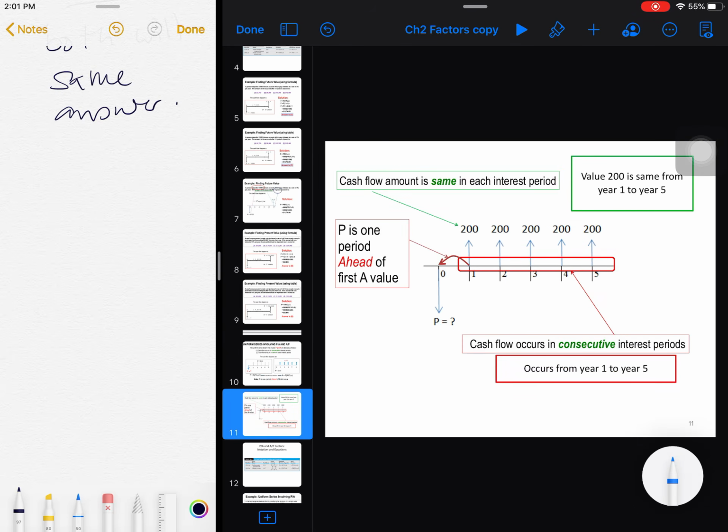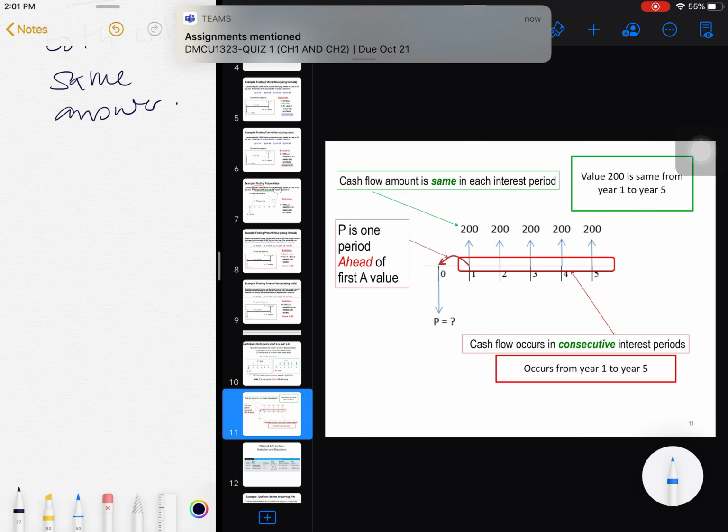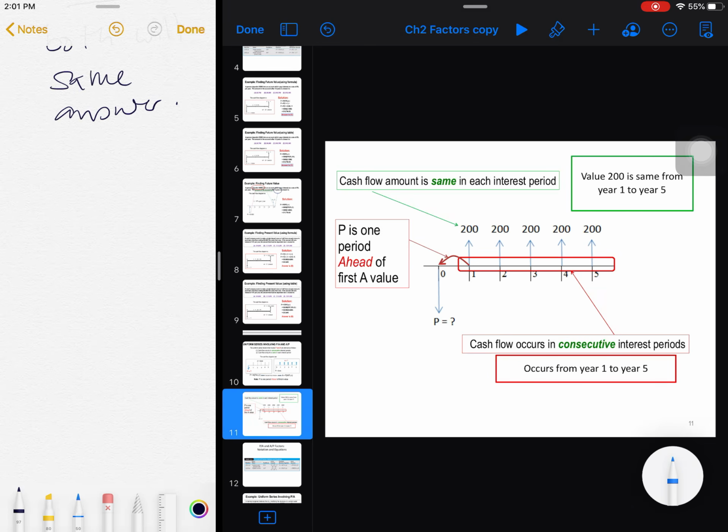Okay, so the cash flow amount is the same in each interest period. Okay, so you have the P value you need to find out, and you have $200 given to you, the same amount, for the next 5 years. And the i, is it given here? No, it's not. This is done consecutively, occurs from year 1 to year 5.